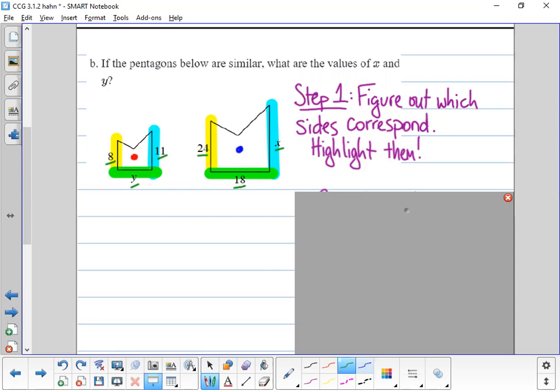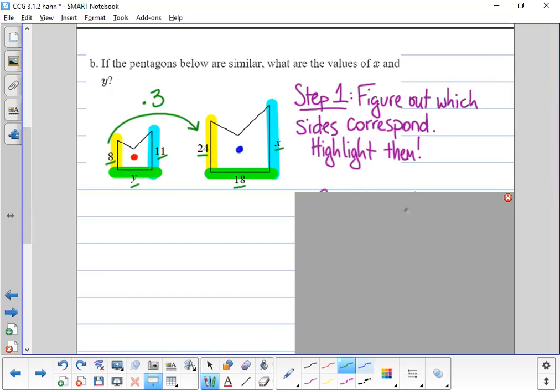Well, I can look at the side length that has the two values in it to try to figure out my scale factor, or my zoom factor. As I'm going from my red shape to my blue shape, I went from 8 to 24. And I know that with similar shapes, you're always multiplying to go from one shape to the other. So I am multiplying by 3 to go from 8 to 24. That means 3 is my scale factor.